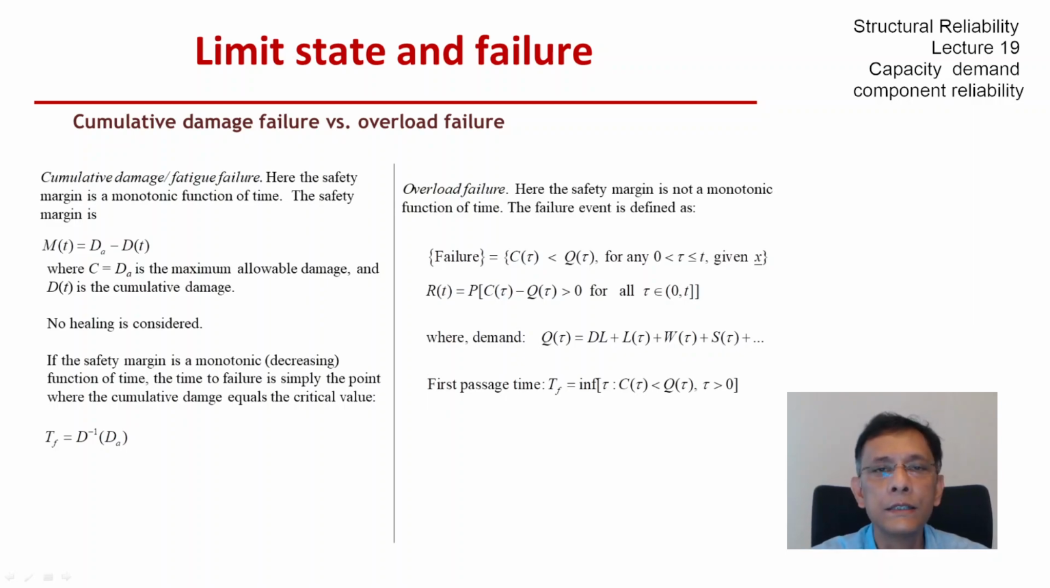Now, this demand, again, in the sense of a linear combination, could be the superposition or some combination of various individual demands. For a structure, it could be dead load, wind load, live load, seismic load, and so on. And so the first passage time, the time to failure, is the first time that we have this exceedance occurring. So the demand exceeding the capacity, the very first time that happens, would be my time to failure.